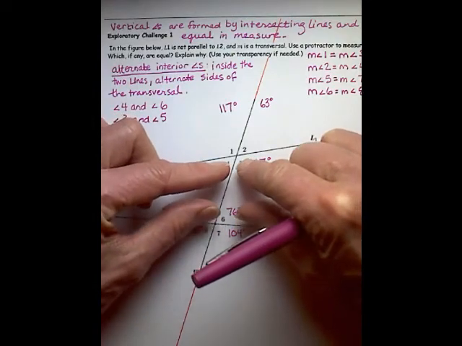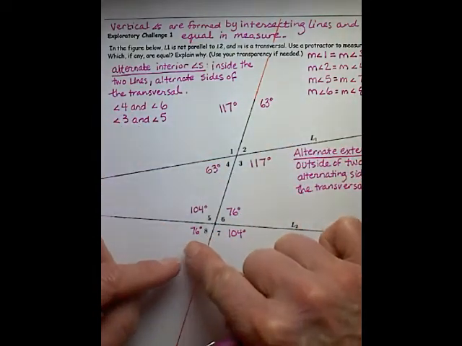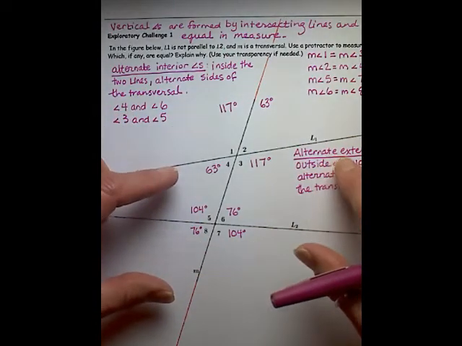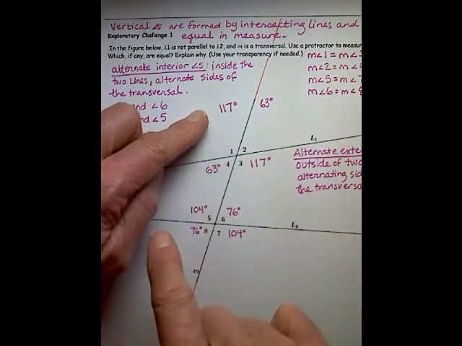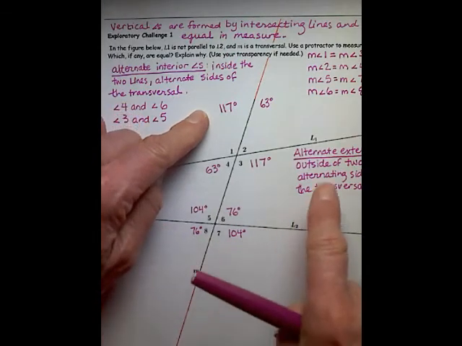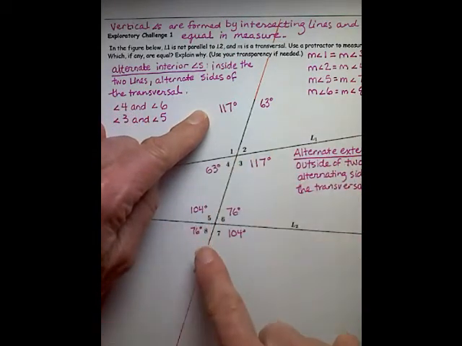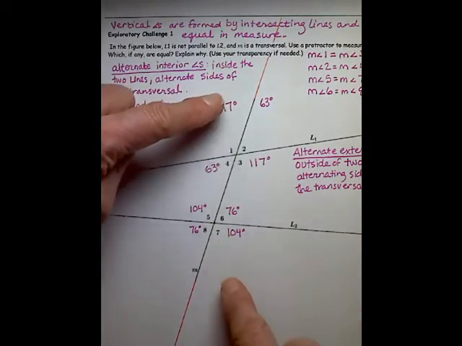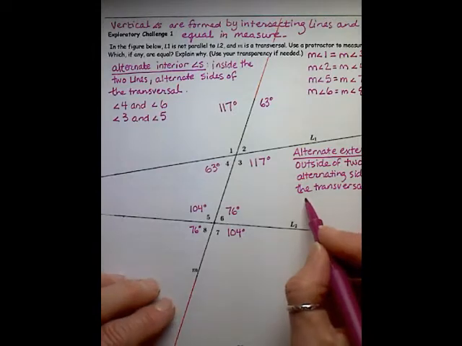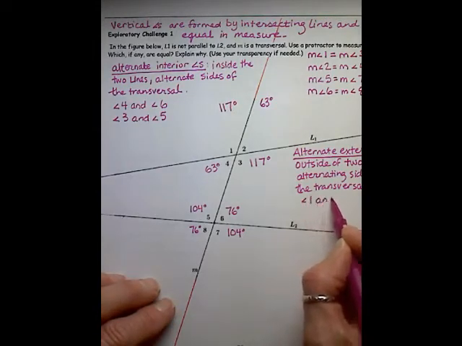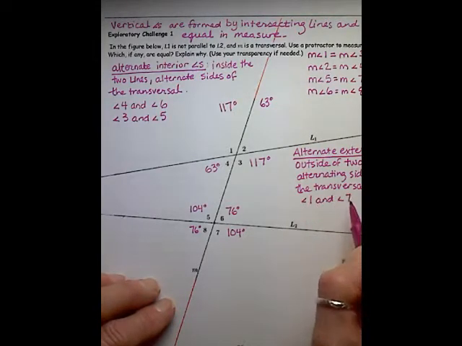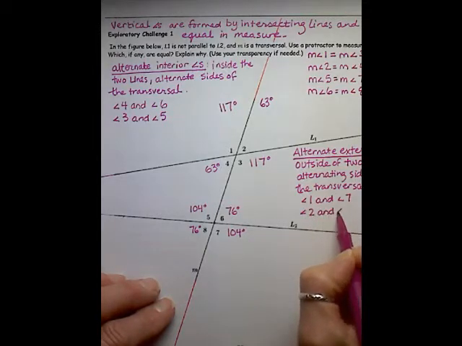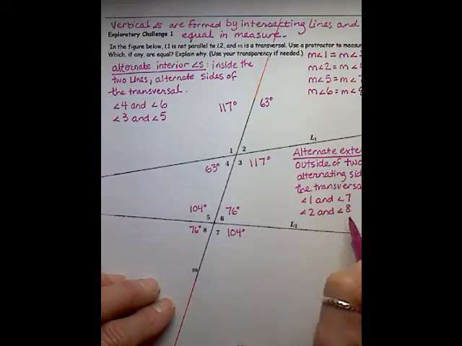The exterior ones are 1 and 2 and 7 and 8. They are outside of the lines. And then alternate exterior, one would be on the left and one would be on the right. So the alternate exterior pairs in this example are angle 1 and angle 7. Outside, left, and right. So angle 1 and angle 7. And then the other pair, that would be angle 2 and angle 8.